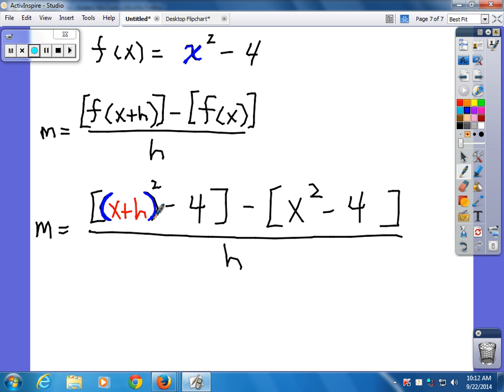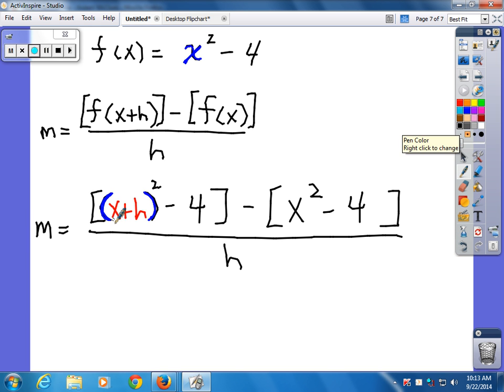Now your answer here, the calculus answer, is going to be 2x. The Math 110 answer is going to be 2x plus h, I think. Or it might be 2x plus h. I can't do the algebra in my head. So we'll just see when we get there. A whole lot easier to do the calculus.